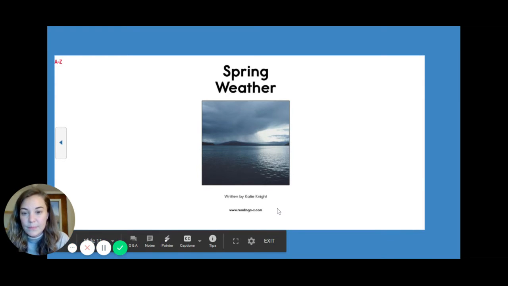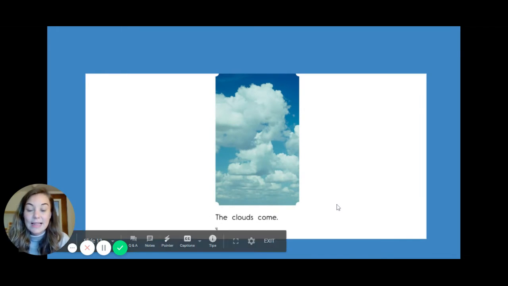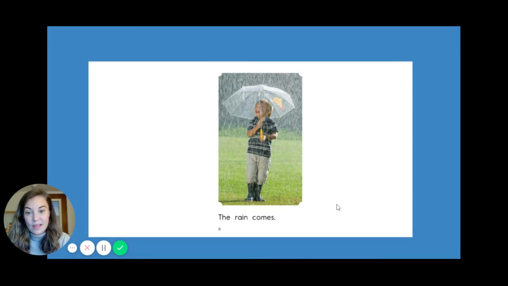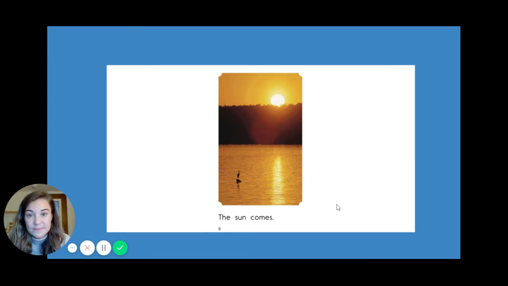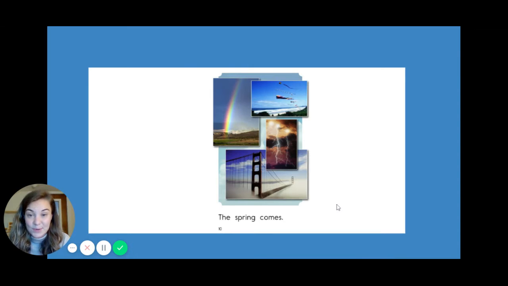Spring Weather, written by Katie Knight. The fog comes. The clouds come. The storm comes. The rain comes. The wind comes. The sun comes. The flowers come. The spring comes.